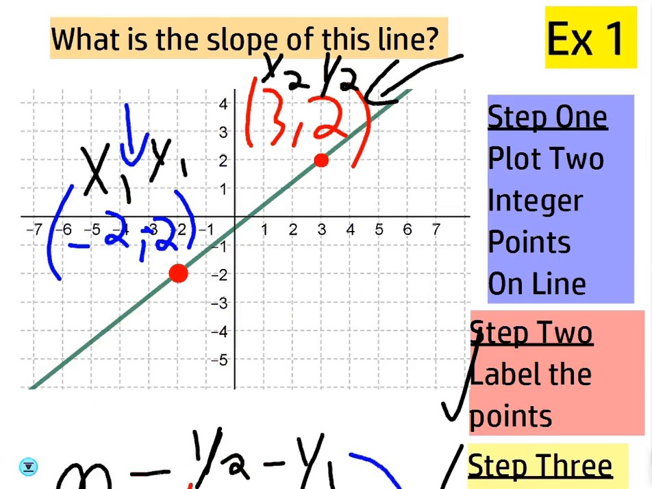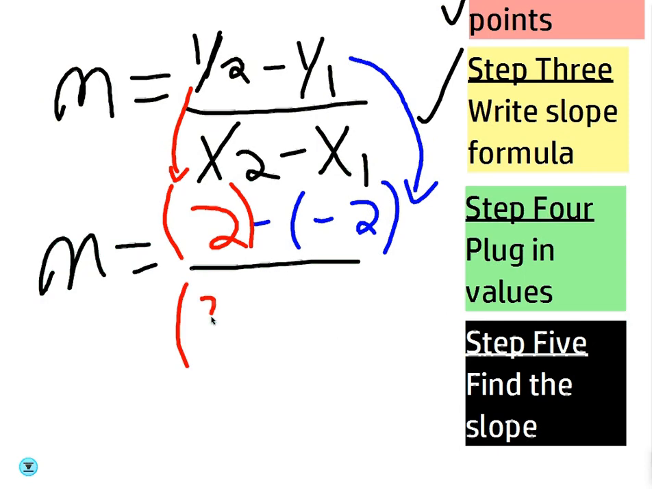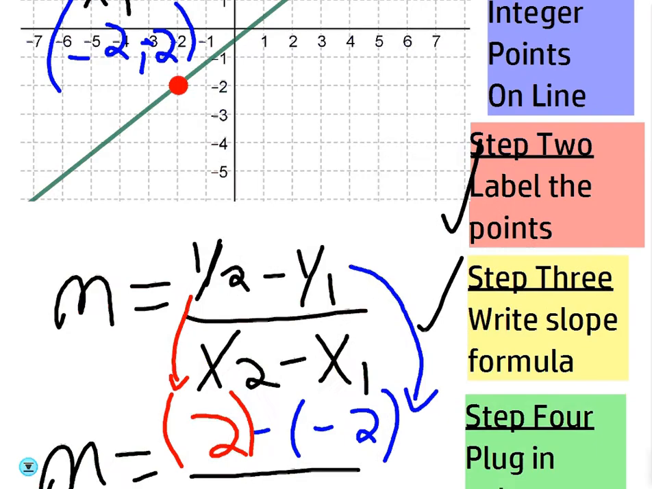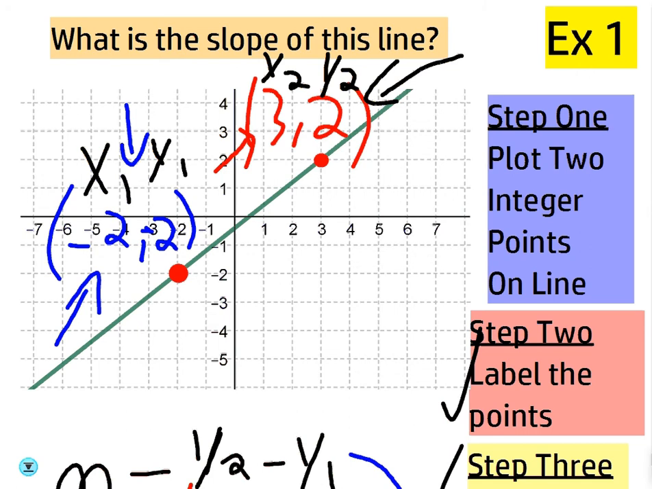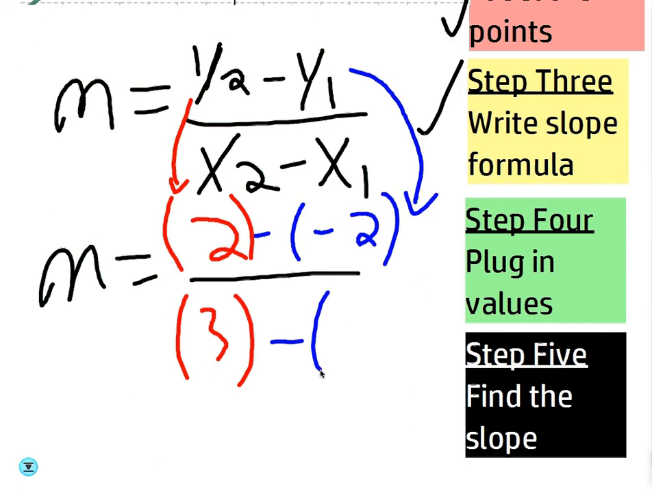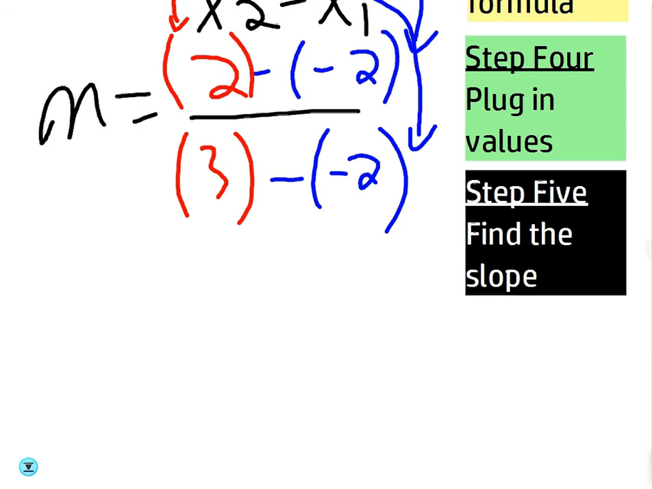x2. x2 is right here. It's 3. Put that in parentheses, and I'm going to be subtracting x1, which is also negative 2. So again, I'm putting that in parentheses and making sure it's negative. What you're saying is it makes it easier. Yep. If you don't do that, I guarantee you'll put 2 minus 2 is 0, and you'll say the slope is 0, and it's just the way it goes.